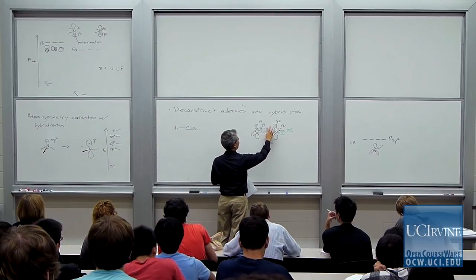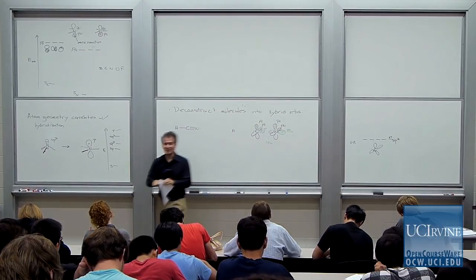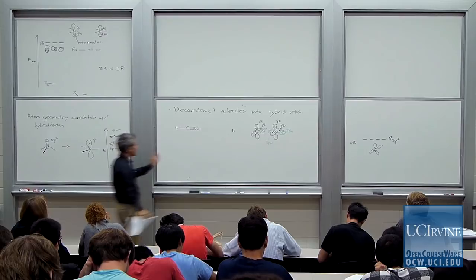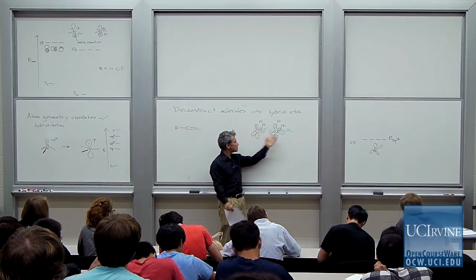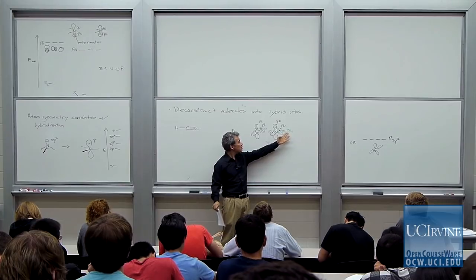Thank you, everybody who got upset by that. These are sp hybridized. That's what we said before. Sorry, I'm getting p orbital happy here. So these are sp hybridized. We said carbon is sp hybridized, nitrogen is sp hybridized. So these are sp orbitals on nitrogen.